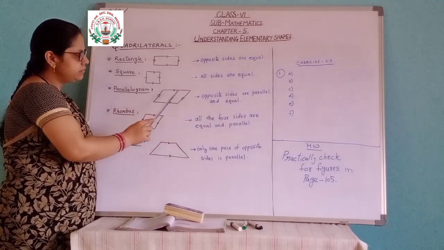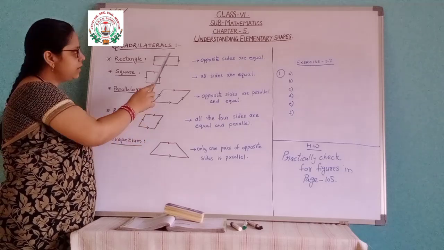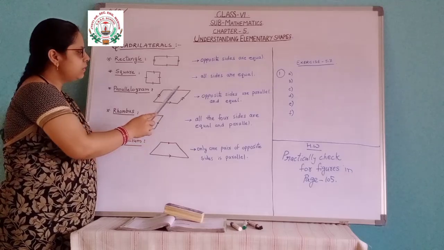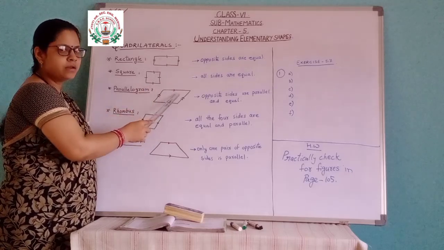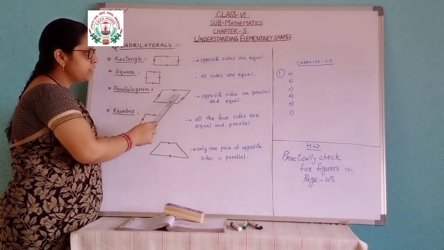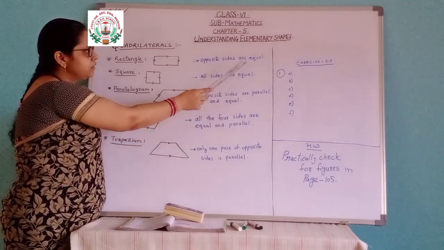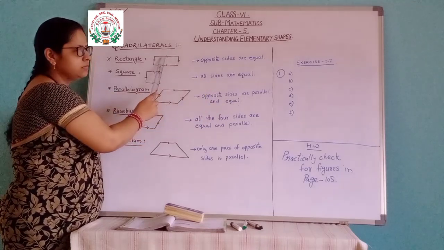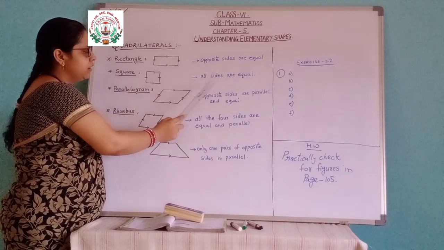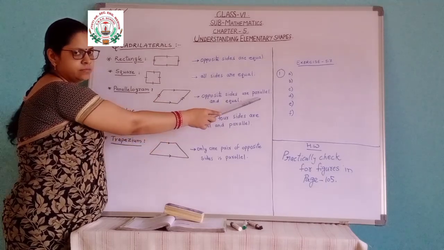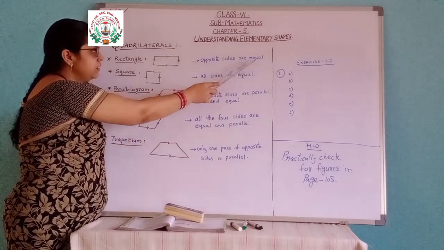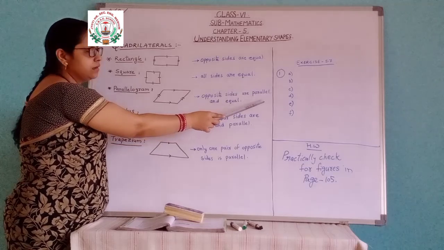Here I have done this marking with the arrow marking. Here I have done with the single line marking, and here we are having the arrow marking. Now what is the difference between the line marking and the arrow marking? This line marking shows the opposite sides are equal, and this arrow is showing parallel. That is the only major difference. This line is given for equal, and this arrow is given for parallel.